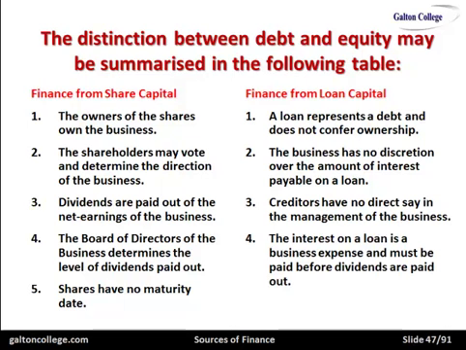Interest on a loan is a business expense and must be paid before dividends are paid out. So the loan does have preference, does have priority, I should say, over payments to shareholders. So the shareholders only get what's left after debts have been serviced, after the debt interest payments have been made, and some of perhaps the capital borrowed has been repaid as well, in accordance with the terms of the loan. So the shareholders have to wait until the business has paid for all of its statutory payments.